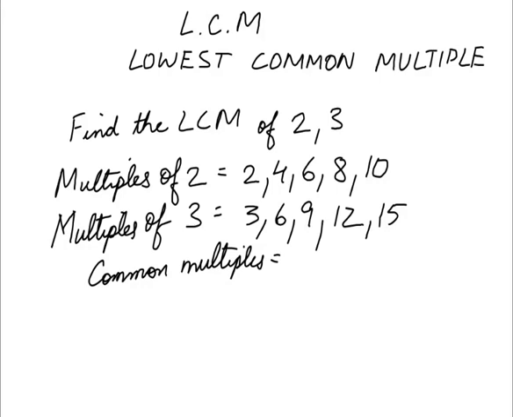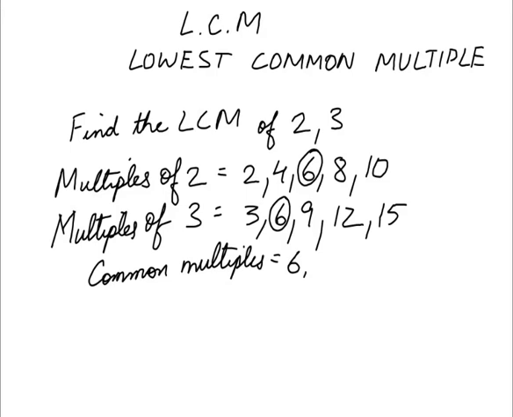So start with the smaller number and its multiples. 2, there's no 2 here. 4, no 4 here. 6, there is a 6 here. So this is a common multiple of 2 and 3. It belongs to multiples of 2, and it belongs to multiples of 3 as well. So write that here. Then we have 8, no 8 here.